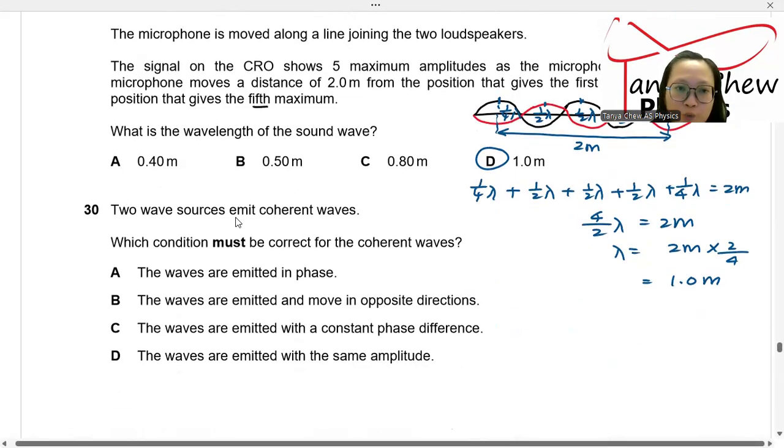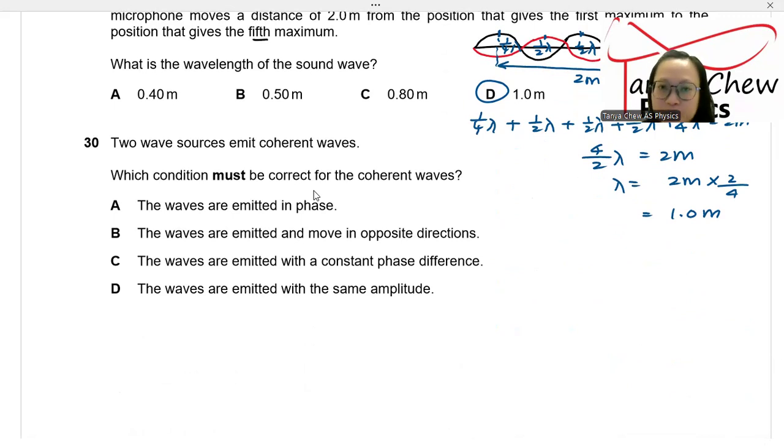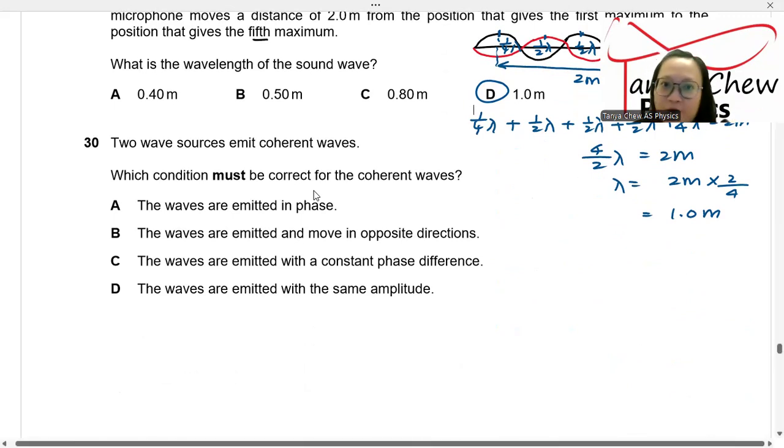Number 30. Two wave sources emit coherent waves. Which condition must be correct for the coherent wave? For the coherent wave, you have to bear in mind, the two waves can have phase difference, but the phase difference must be constant. This must be correct. Yes, if they are emitted in phase, that is 100% coherent. They can also have phase difference, but the phase difference must be constant. That is the one that you need to make sure.